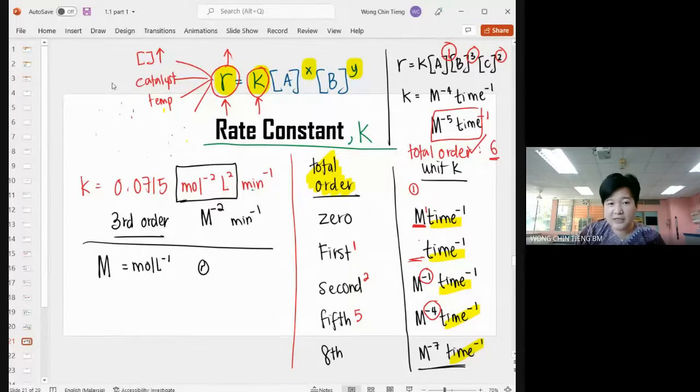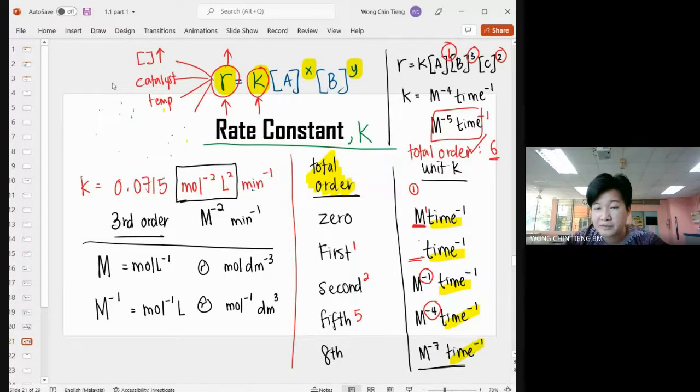Ataupun is mole decimeter cube. So, bila dia terbalik, ladies and gentlemen, to the power of 1, dia akan jadi mole negative 1 liter to the power of 1. And when it's terbalik, 1 over, this will be mole negative 1 decimeter cube sahaja. Tak ada per. Nampak beza?